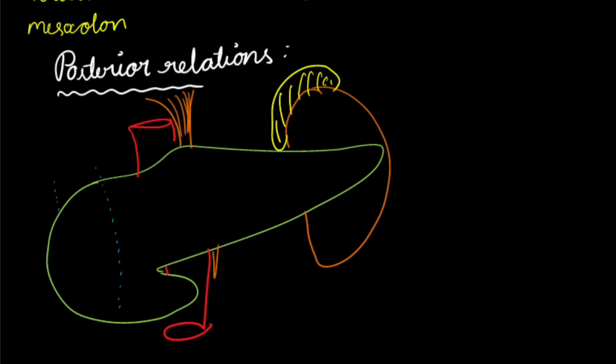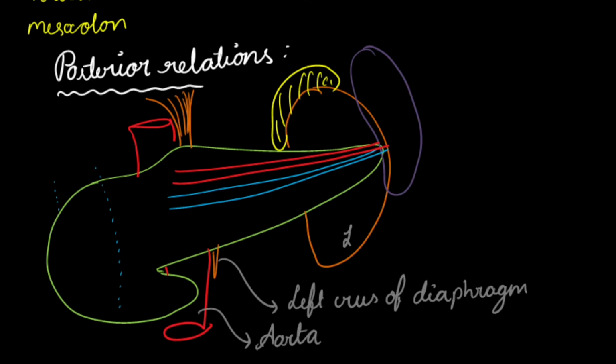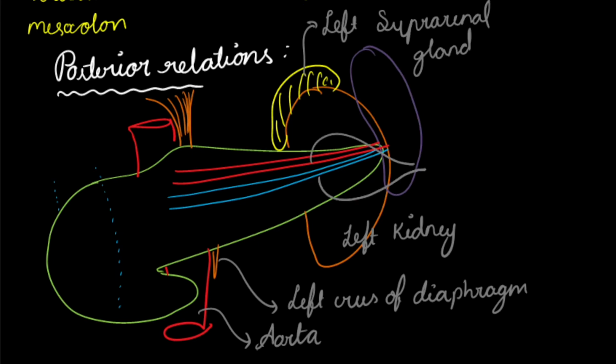And at last, here comes the lower part of the spleen, which is related to the tail of pancreas mainly. And here we have the splenic vein related to the body of pancreas and also the splenic artery. Splenic artery arises directly from the celiac trunk, and the splenic vein joins with the superior mesenteric vein and forms the portal vein. So these are the posterior relations.